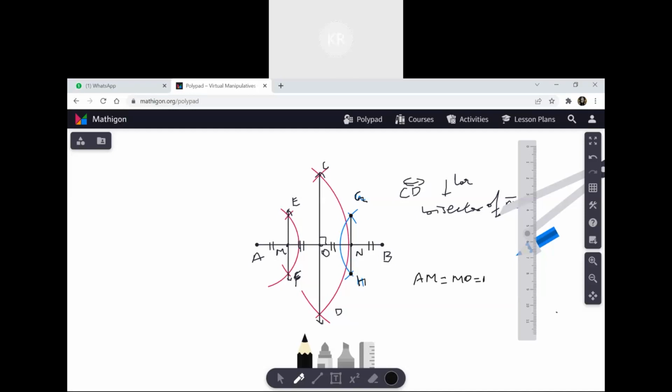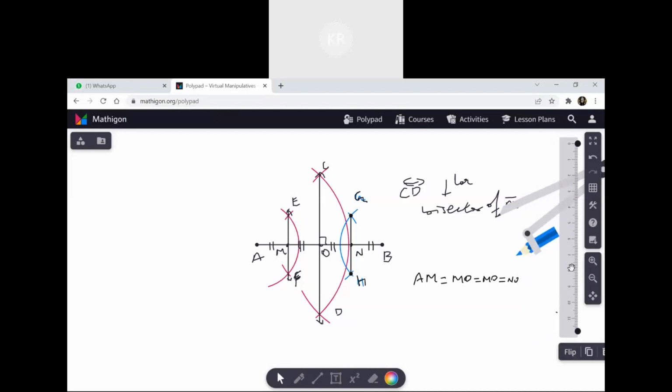Sir, the perpendicular bisector of AOB is C and D, no, sir? Perpendicular bisector is a line segment, right? We cannot call it by individual letters. If you say AOB is a line, then CD, not C and D, you have to say CD. CD is a line. C and D are two points. CD is one line or line segment.